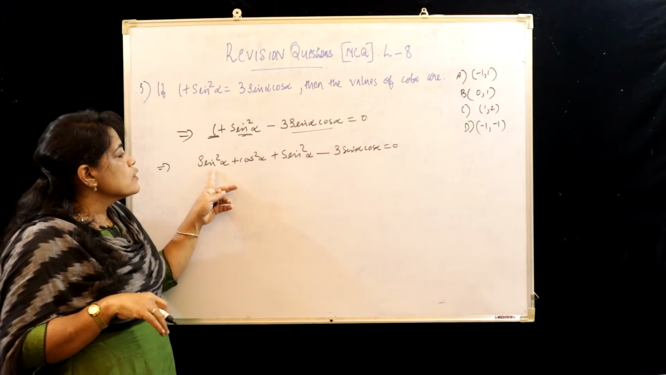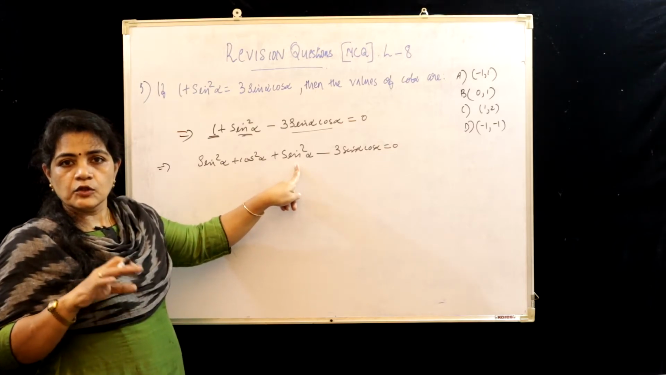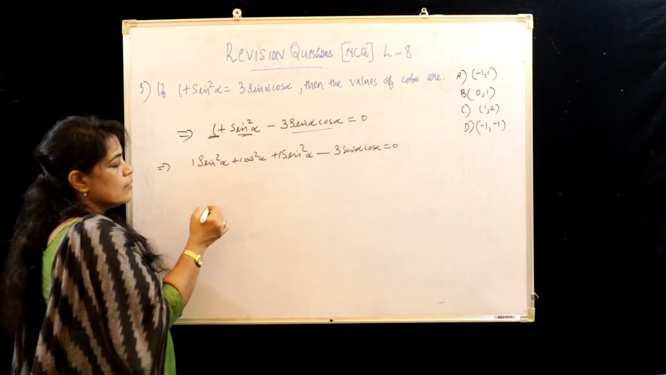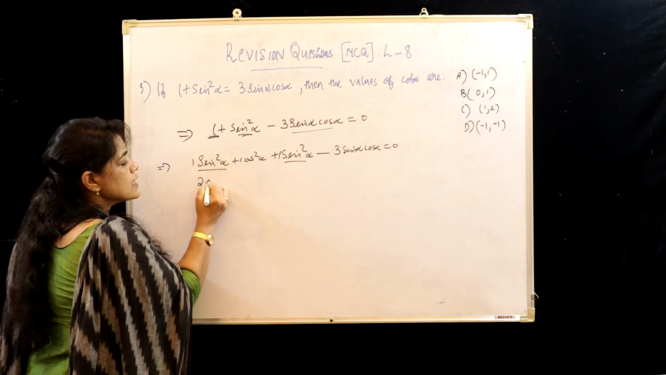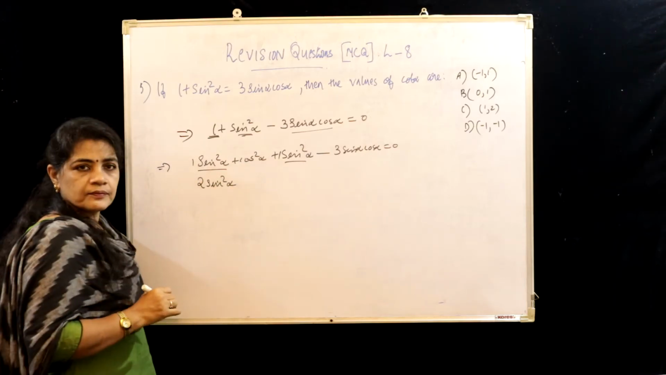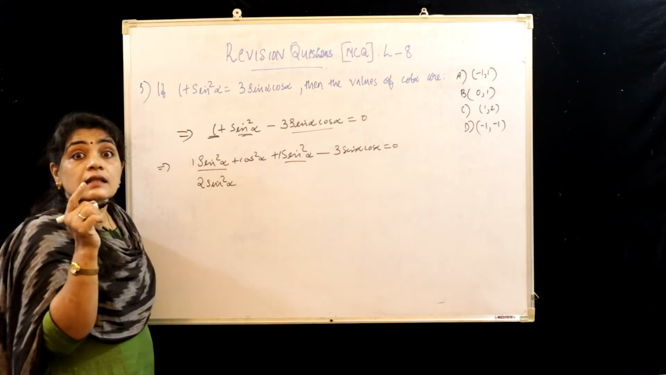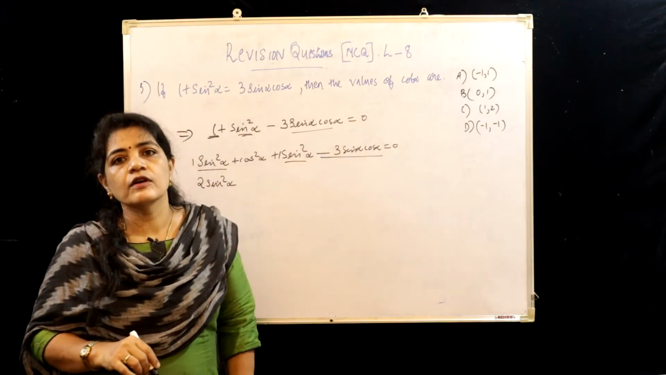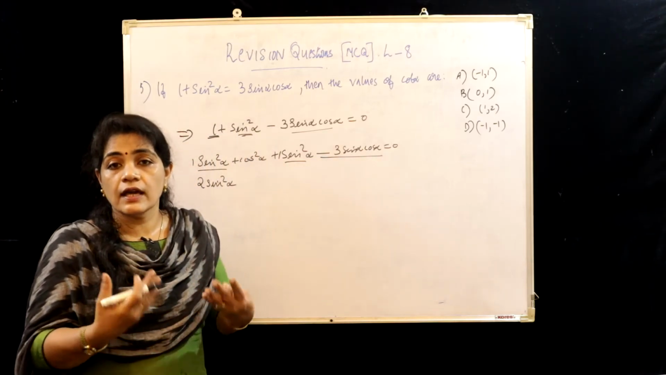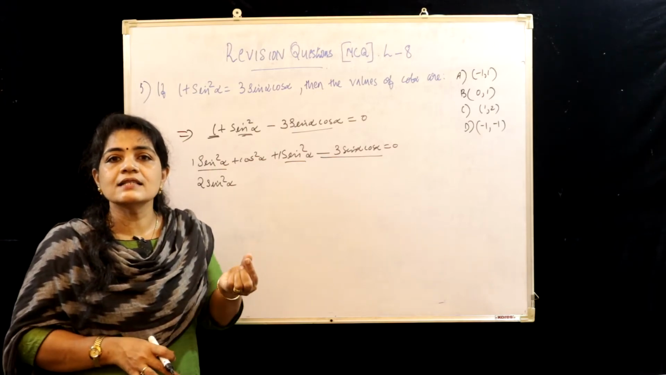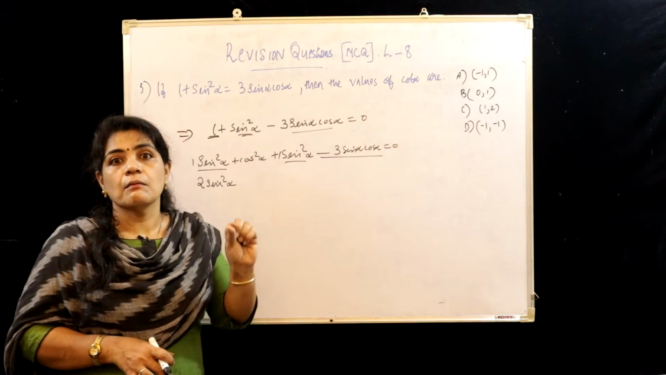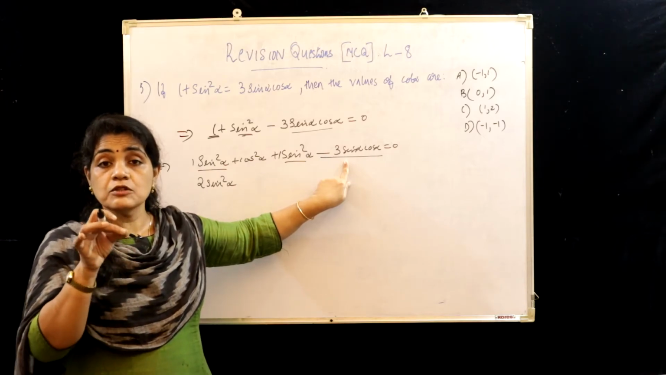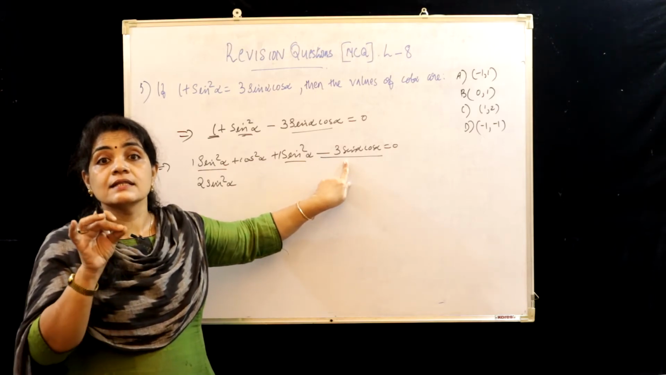Okay. And sine square alpha and sine square alpha together make 2 sine square alpha. The next is another very important substitution I am going to make. I am going to split this minus 3 sine alpha cos alpha. If you keep minus 3, we can't reach the answer. We know that minus 3 is minus 2 plus minus 1, right? So I am going to split minus 3 sine alpha cos alpha as minus 2 sine alpha cos alpha minus sine alpha cos alpha.